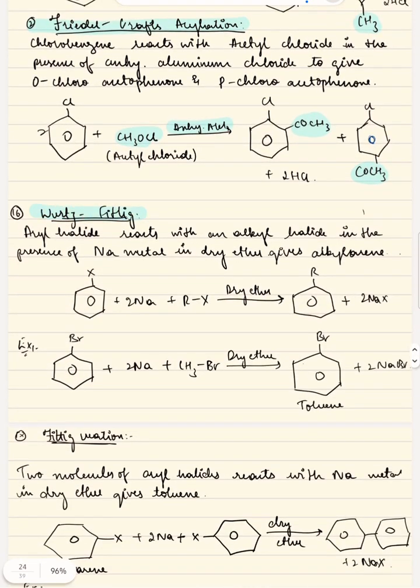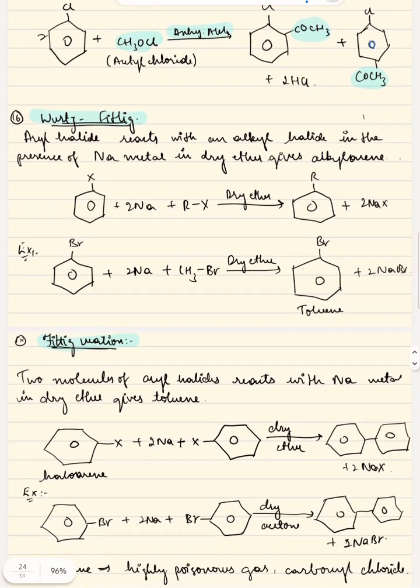Next is Wurtz-Fittig reaction. An aryl halide reacts with an alkyl halide in the presence of sodium metal in dry ether to give an alkyl arene. Example: bromomethane reacts with this in the presence of sodium metal and dry ether to give toluene with bromine. It is important, guys. Wurtz-Fittig is also important.